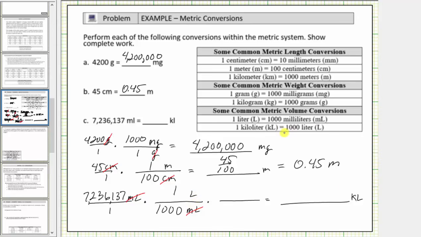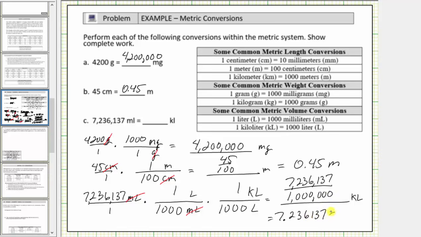1 kiloliter equals 1,000 liters. We want liters to simplify out, and therefore liters must be in the denominator, and kiloliters must be in the numerator. The unit fraction will be 1 kiloliter divided by 1,000 liters. When we multiply, notice how we'll have 7,236,137 divided by 1 million, and this quotient is equal to 7.236137 kiloliters.